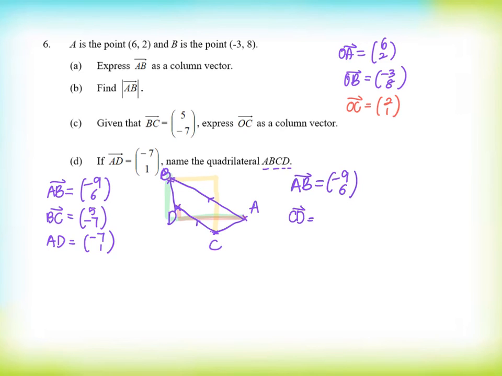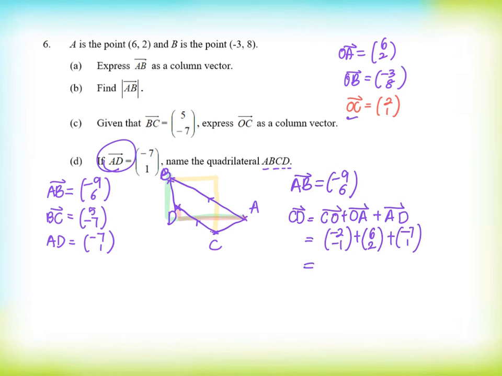So C to D will be: C is connected to point O, and then O will travel to somewhere such that the point will bring me to D. I know that D is related to A, therefore I can travel to OA. So CO and OC are opposite direction, so we get negative. OA is (6, 2). AD is (-7, 1). Simplifying this, we get a vector (-3, 2).